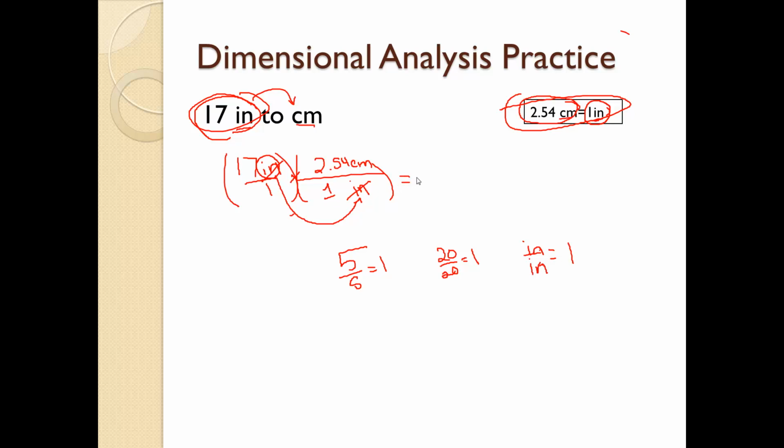So that comes out to be 43.18 centimeters. And on the bottom, 1 times 1 is 1. Because we only have 2 significant figures in our starting number, we only want 2 in our final answer. So the final answer is 43 centimeters.